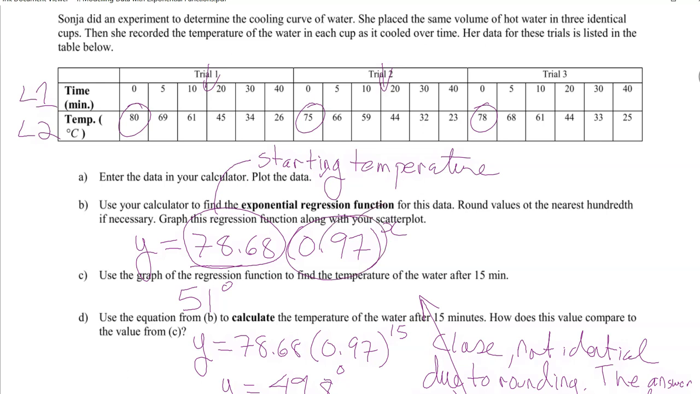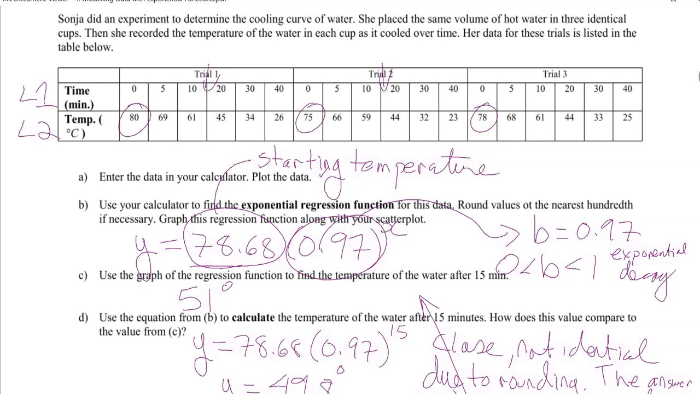What does this tell us? 0.97. So is it growth or decay? How come? Yeah, so B is between 0 and 1. 0.97 is between 0 and 1. So this is exponential decay. Exponential decay.